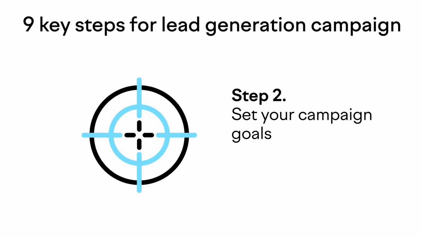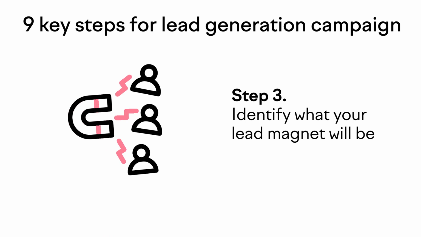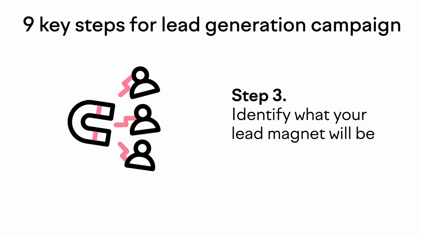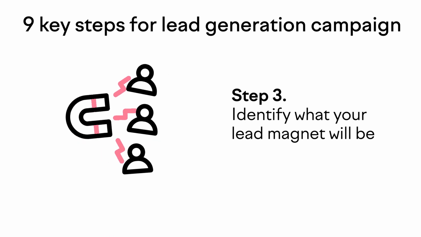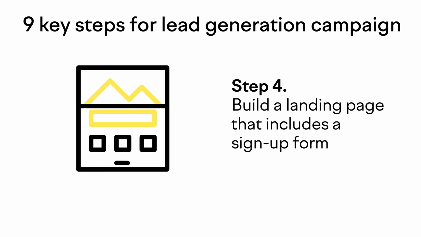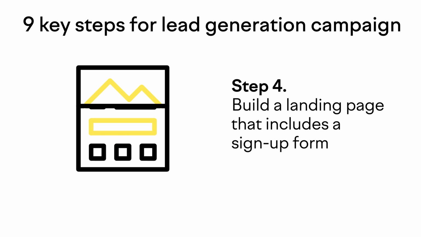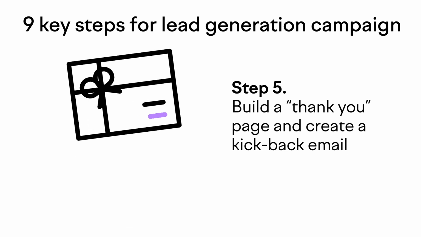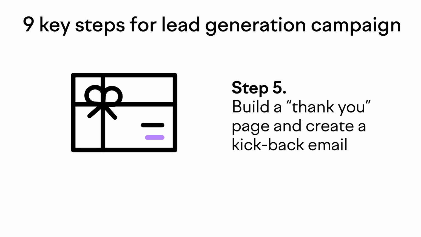2. Set your campaign goals. 3. Identify what your lead magnet will be. Is it a free trial, access to gated content, or something else? Then create your offer. 4. Build a landing page that includes a sign-up form, sometimes called a request for information form or RFI for short. 5. Build a thank you page that your lead will see after they put in their information.